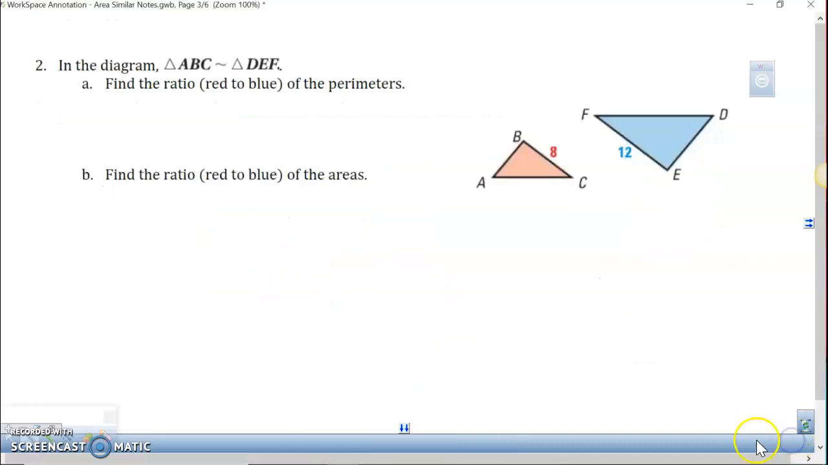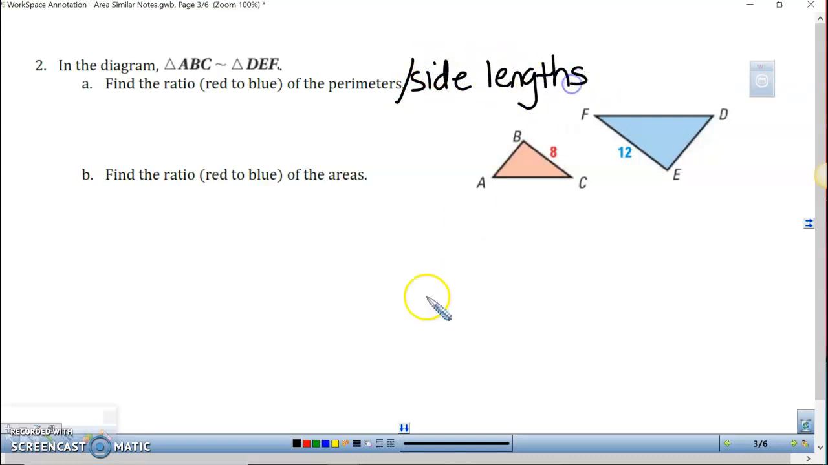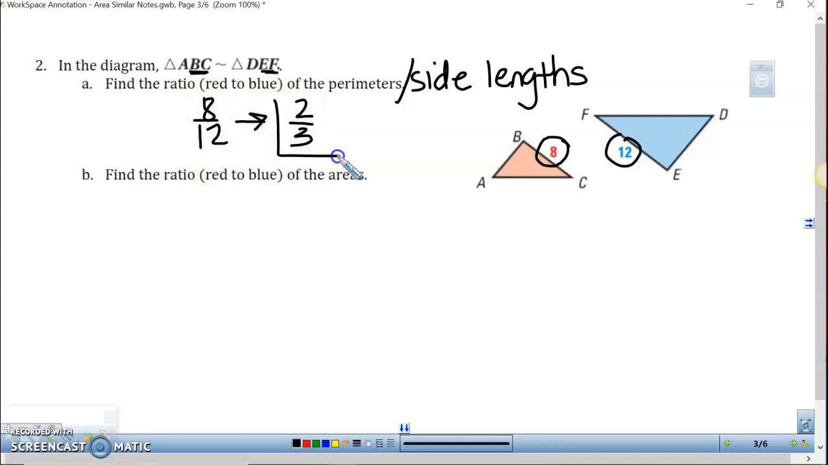Magic. All right, so number 2, in the diagram, triangle ABC is similar to triangle DEF. Find the ratio of red to blue of the perimeters. Well, perimeter and side length, they're the exact same ratio. So find corresponding. So BC corresponds with EF. So these are my corresponding measurements. To find a ratio, I'm going to reduce. So take a 4 out of both. There's my ratio of the perimeters and the side lengths.